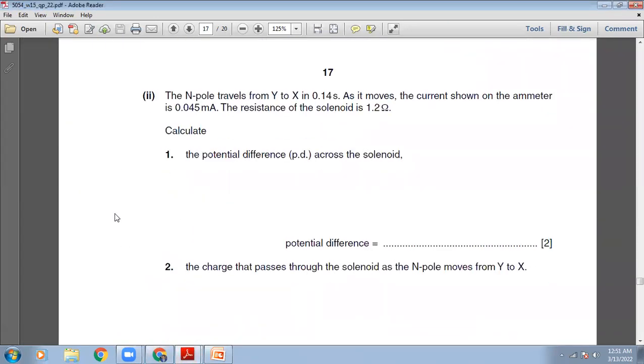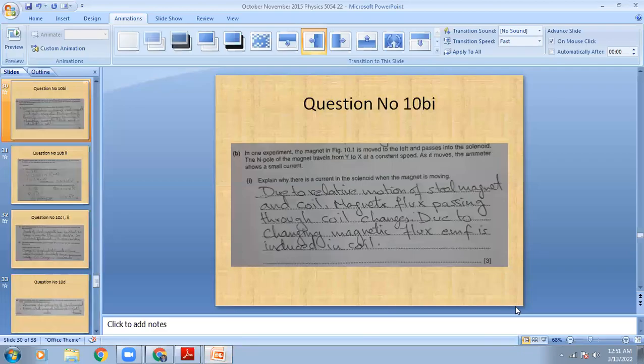He says the North Pole travels Y to X in 0.14 seconds. As it moves, the current shown on the ammeter is 0.045 milliampere. The resistance of the solenoid is 1.2 ohm. Calculate the potential difference across the solenoid. You know the potential difference V is equals to IR. We know the current and the resistance, so very easily I can calculate the potential difference.